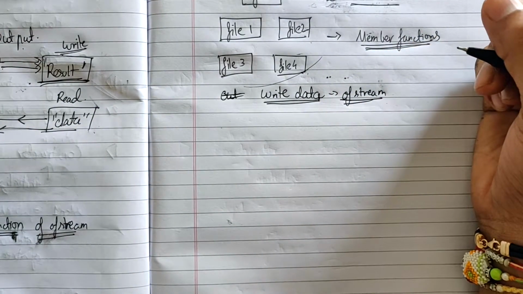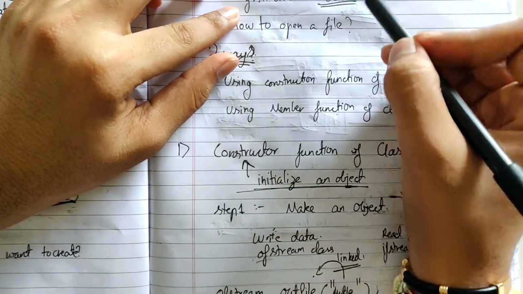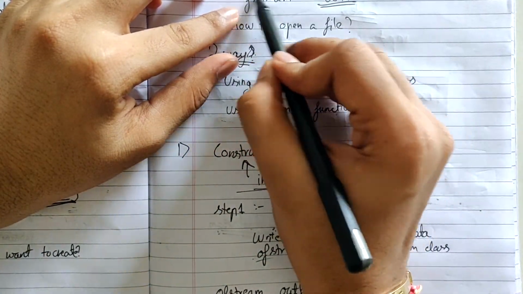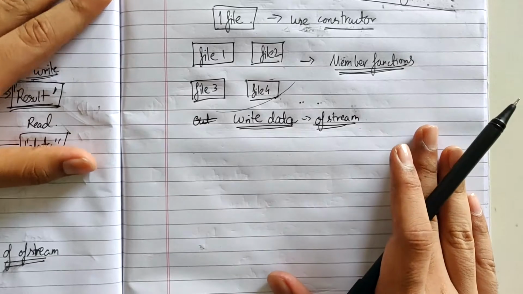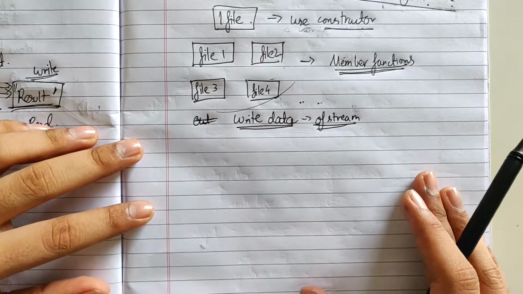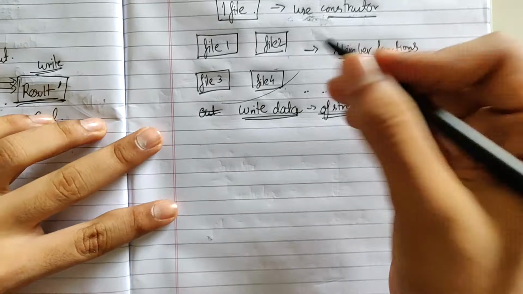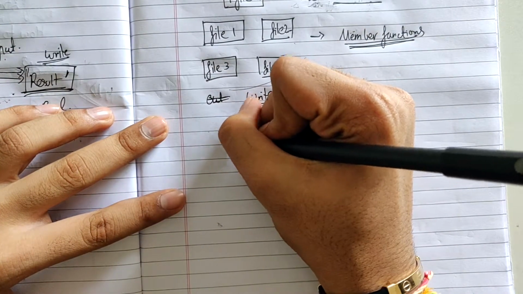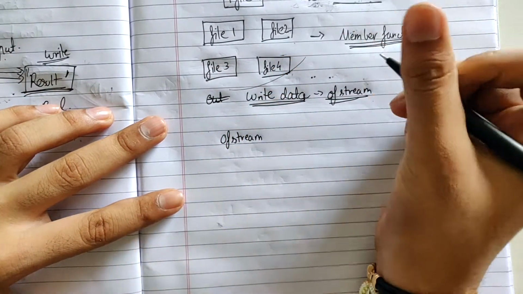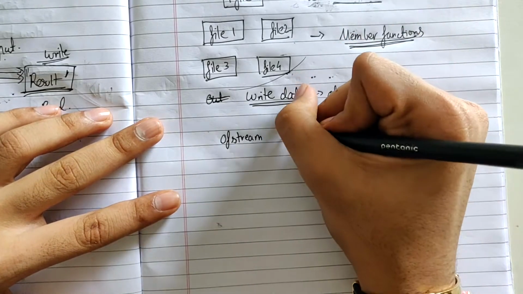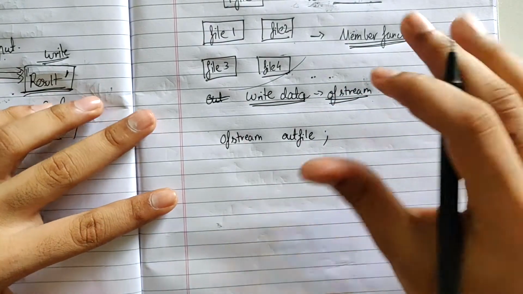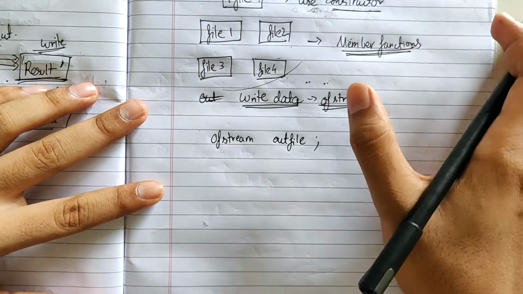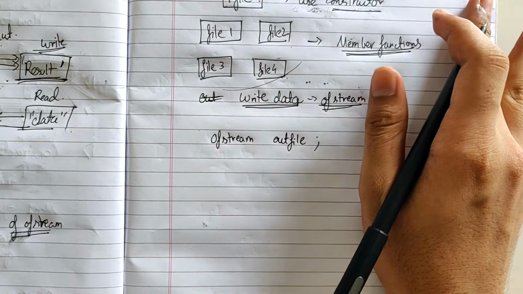Okay, I've written this before. If you want to write data, you use ofstream. So I'll create an object, but I'll not link it to anything. It goes like ofstream, and let's call our object outfile. That's it. I don't link it to any of the files like we did over here.